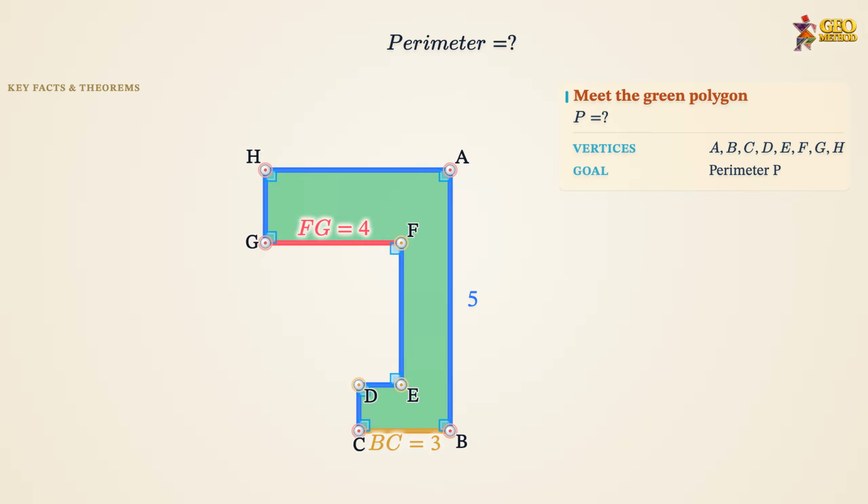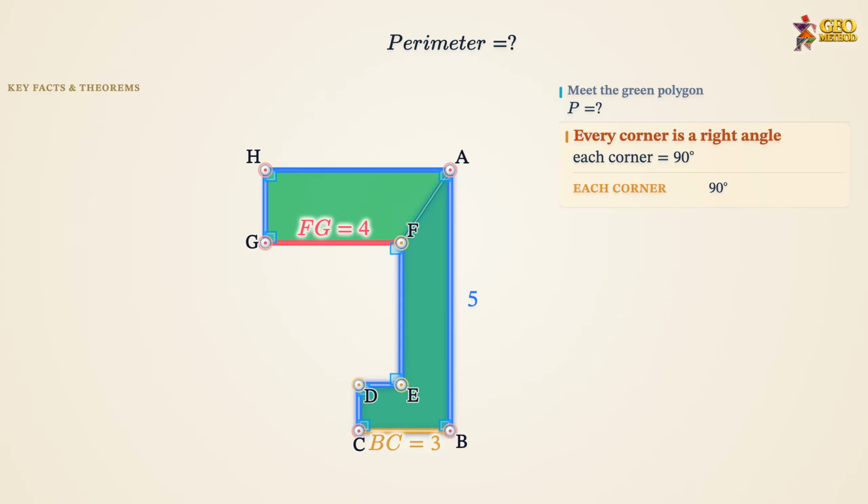Meet the green polygon with corners A, B, C, D, E, F, G, and H. Every side runs only left to right or up and down, and we need to find the total distance once around its boundary. Every corner of the green polygon ABCDEFGH is a right angle.